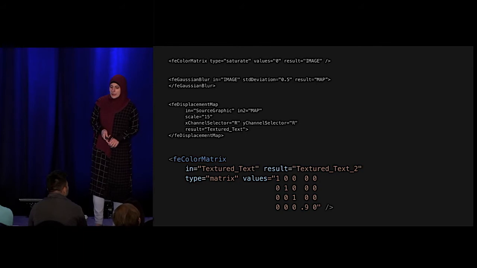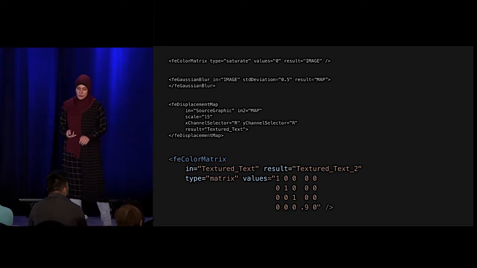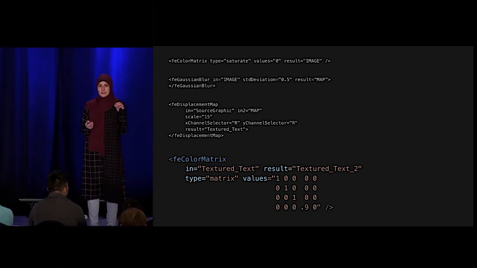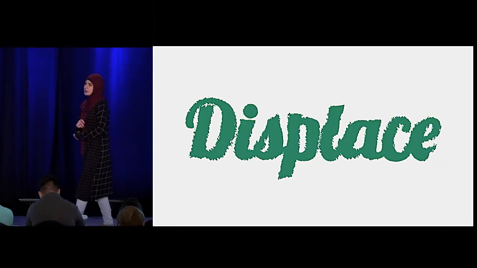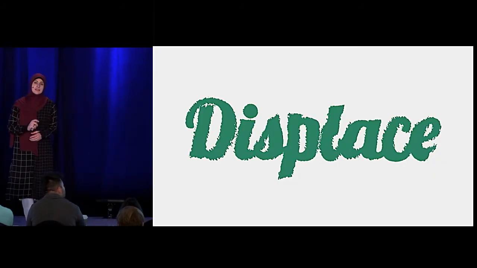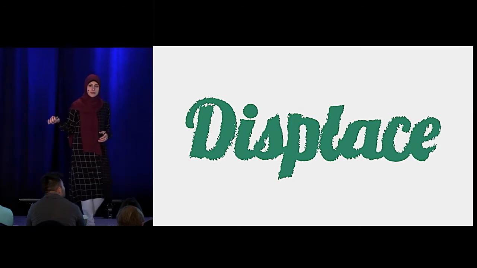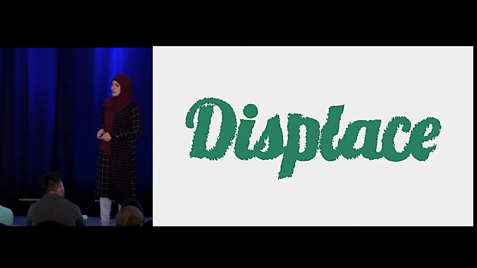And then I'm using the FE color matrix in order to apply a slight transparency to my text. And at this point, this is what my SVG is displaying. It's not displaying the image anymore because that image has been used to distort this piece of text. So this is what I have at the moment.